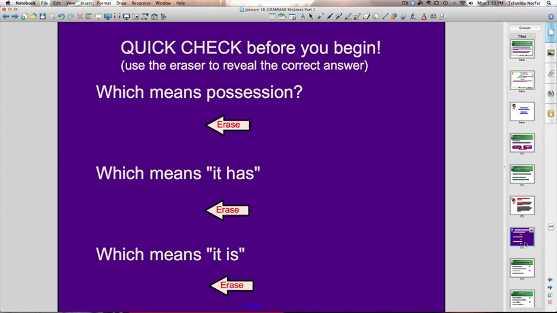Okay, let's do a quick check before you begin. Use the eraser to reveal the correct answer. Which means possession, is it its, ITS? Or it's, IT apostrophe S, which means it has? Its with no apostrophe, or it's with the apostrophe, which means it is? Pause the video until everyone thinks they have the right form of it.